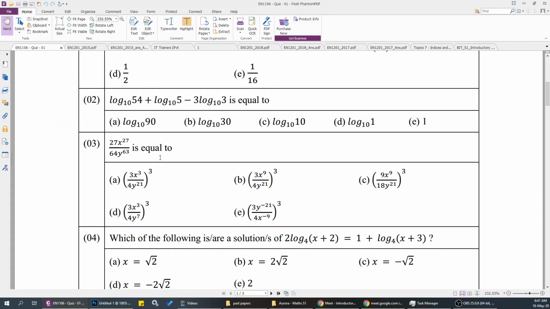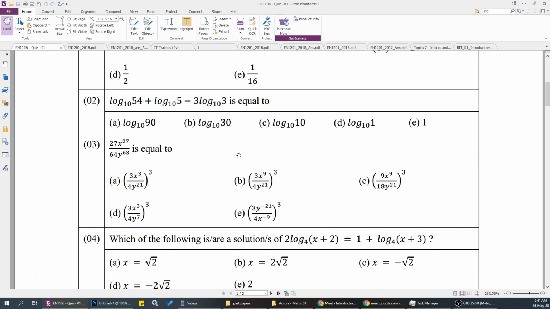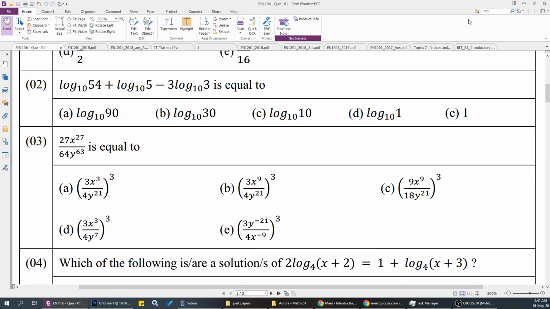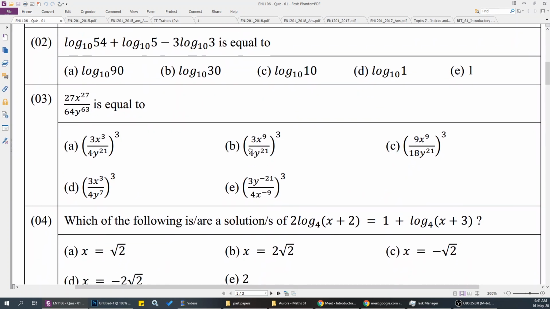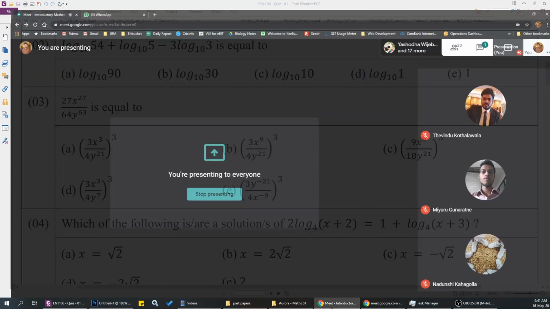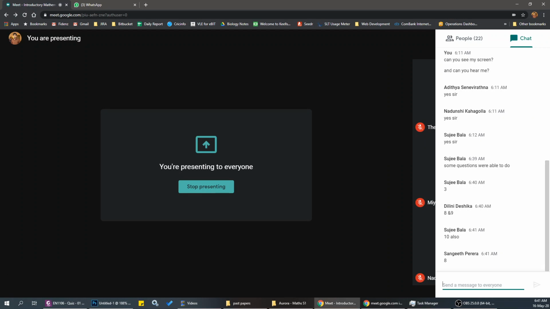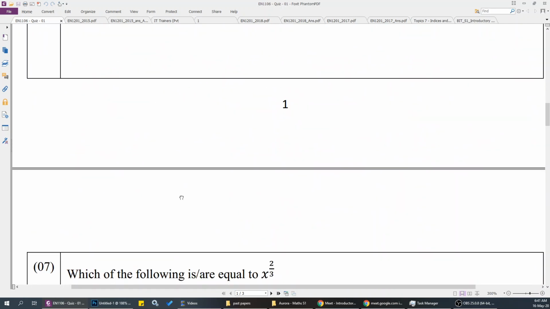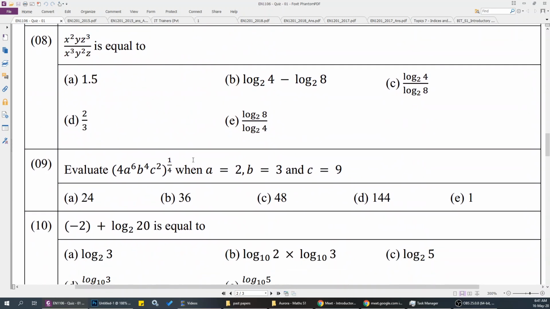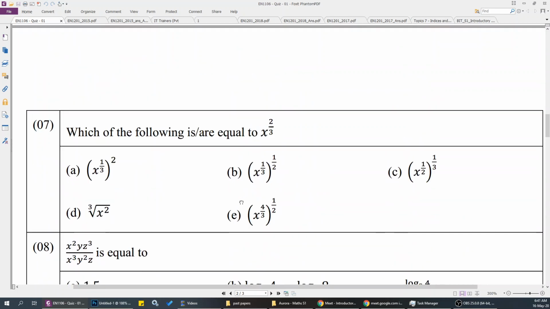Cool. Can you all see my screen? Can you all see the questions? There can be students who are viewing from the smartphone, and I hope that you can see my screen well now. Okay, question 8, thank you. 8, 9, and 10. Cool.